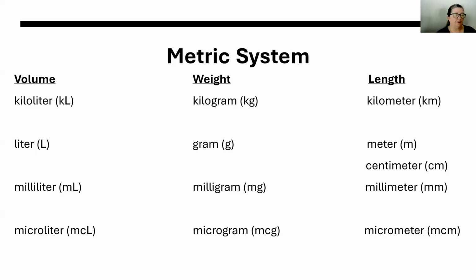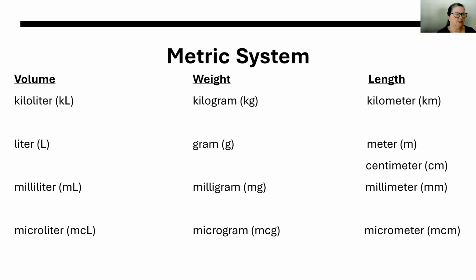So starting the farthest to the left, we have volume. Now, if you look at the second one down on all of these, that is what they call a basic unit. Okay, so for volume, liter is the basic unit. For weight, it's gram. For length, it's meter. That is the basic unit of that particular measurement that all the other units are based off of. Okay, and let me explain what that means.